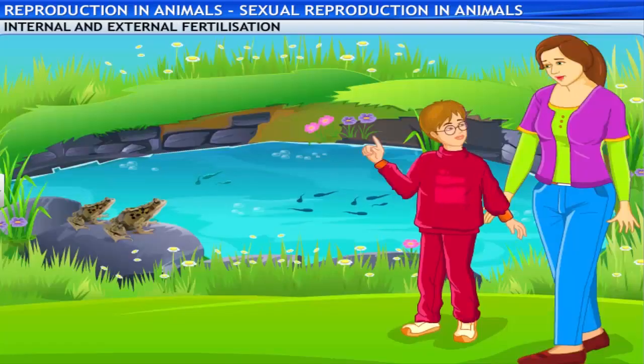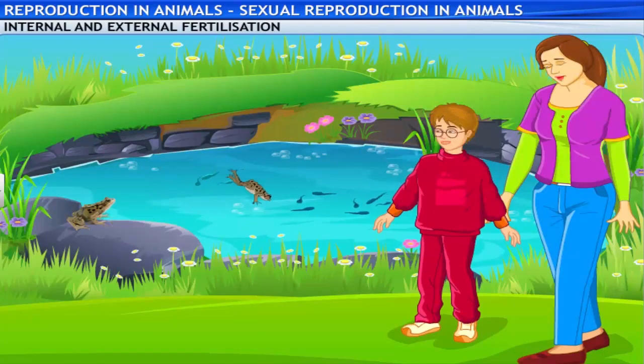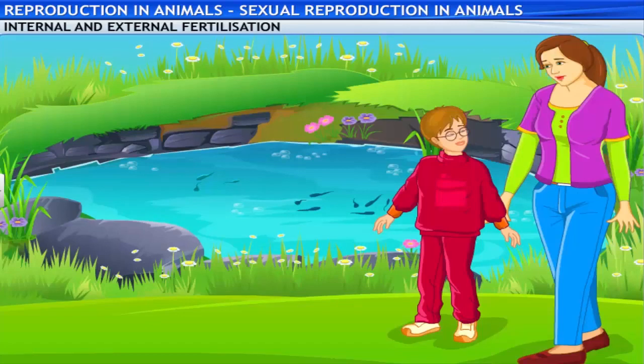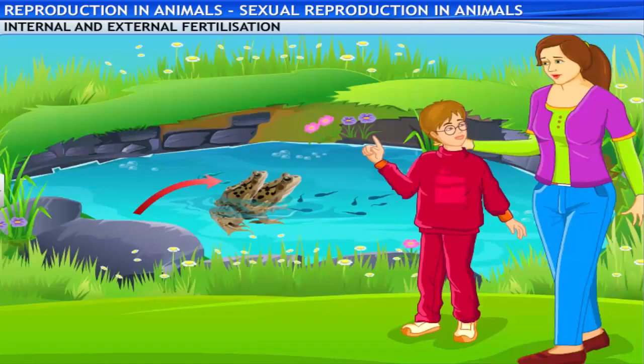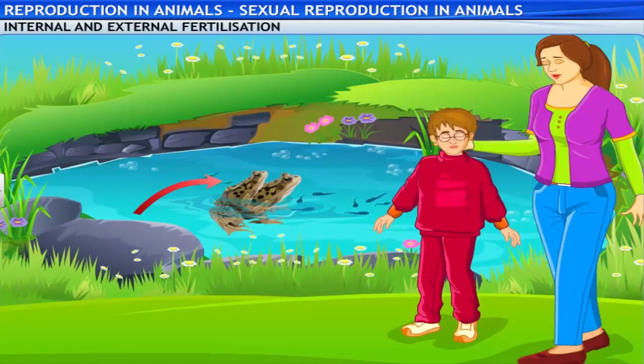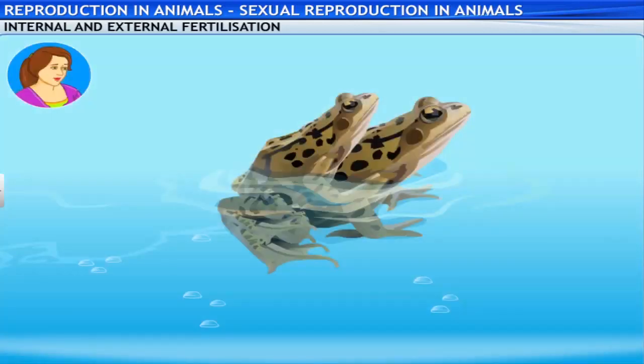Look! So many tadpoles. Yes, they're having a nice time jumping around in water. That's natural. It is the mating season for frogs, you know. During the mating season, frogs and toads move to water. When the female and the male frogs meet, the female lays eggs in shallow water.